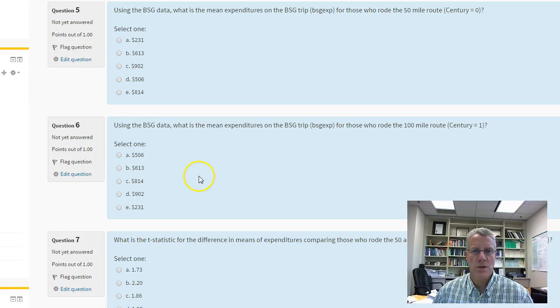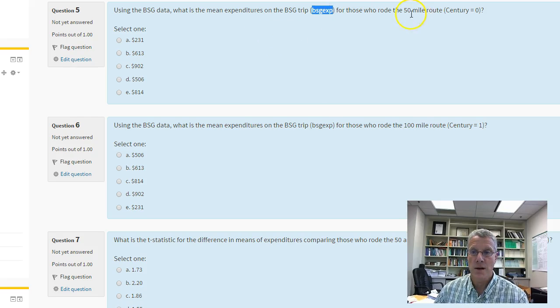So the next 4 questions, we're looking at the BSG data. Here we are conducting a 2-sample t-test. We've done this before in a lab, I believe, or at least in a problem set, but this is going to lead to, it's setting the context for, an f-test looking at differences in variances. The first thing I'm asking is for you to estimate the mean expenditures on the Blood, Sweat, and Gear trip itself. So the variable is BSG EXP.